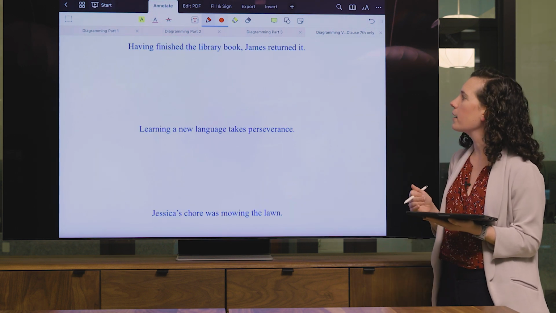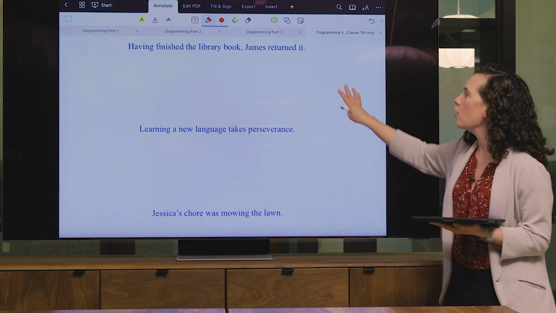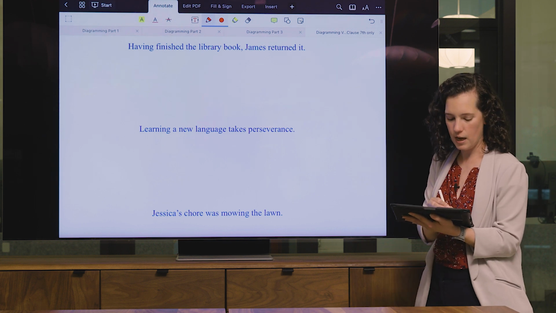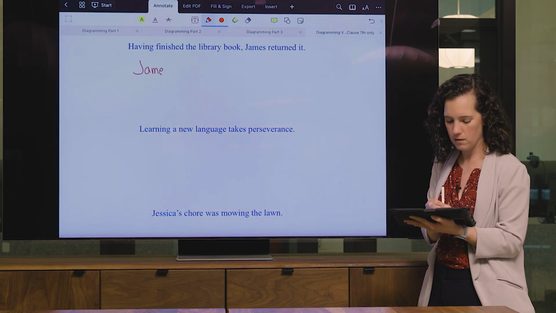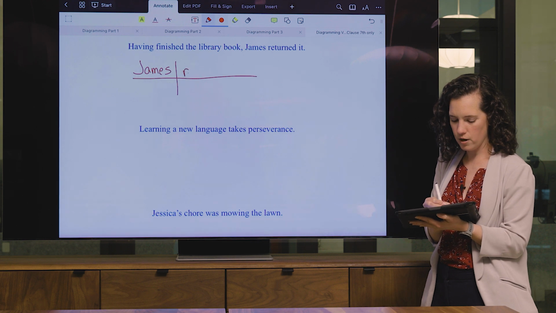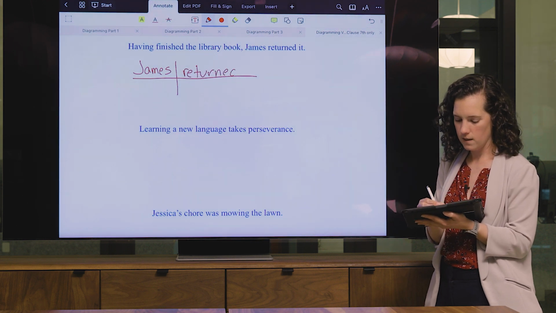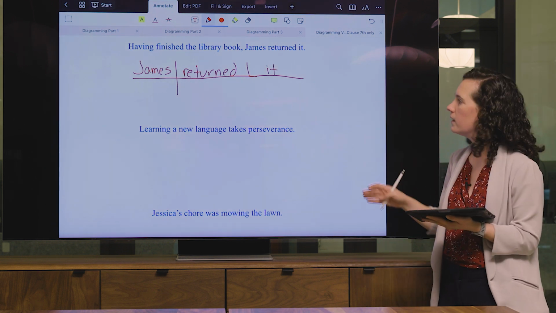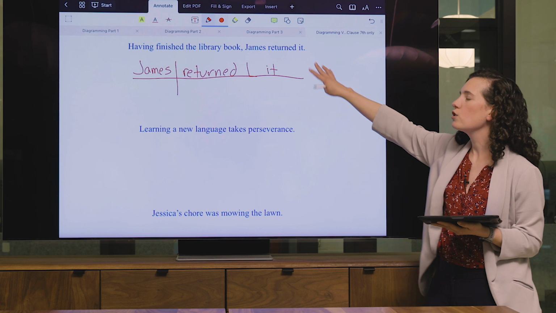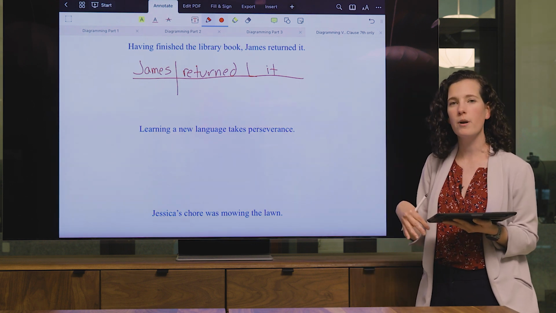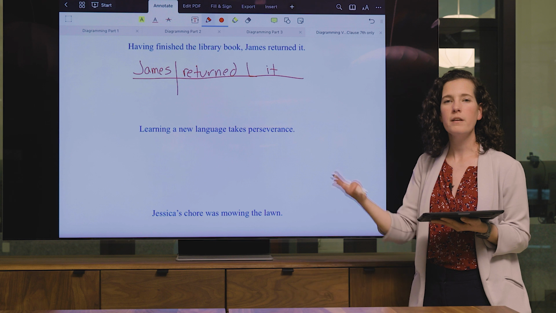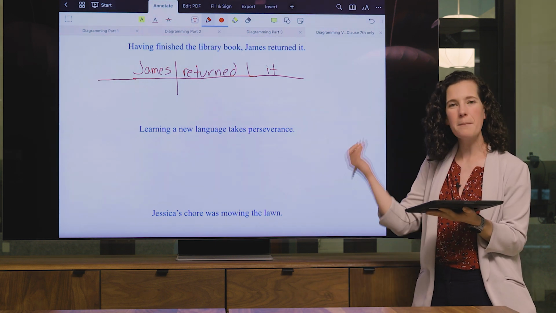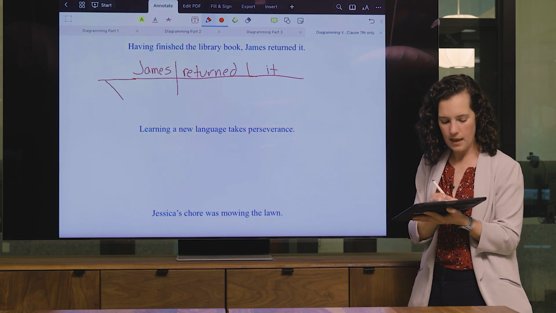Having finished the library book, James returned it. The core independent clause here, James returned it, is where we find our subject and our verb. James returned it. Our subject, our verb, and our direct object. Having finished the library book describes James. James has finished the library book, but it doesn't say that as a verb. It uses it as an adjective. So we place our participial phrase under James.